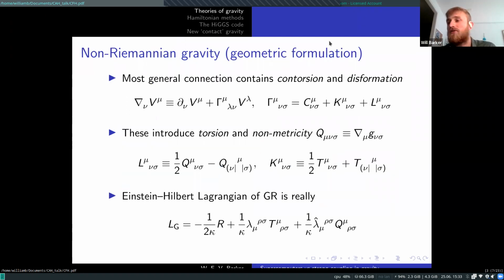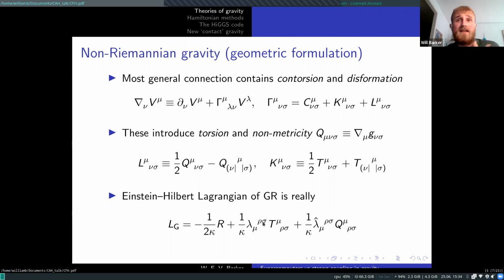So in this talk, I'm actually going to discuss so-called non-Riemannian theories of gravity. Non-Riemannian gravity doesn't just have curvature on your manifold. There are these other qualities called torsion and non-metricity. And the idea behind these is that you just extend your Christoffel symbol connection with some extra degrees of freedom, the so-called disformation and contorsion degrees of freedom.